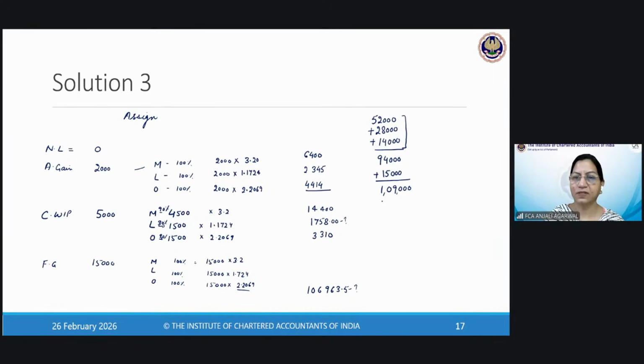One lakh 9,000 minus the scrap realized from normal loss, so it is 1,05,000, which I have to allocate amongst all this, where abnormal gain is in the negative. So the total cost of abnormal gain is 6,400 plus 2,345 plus 4,414, which is 13,159.